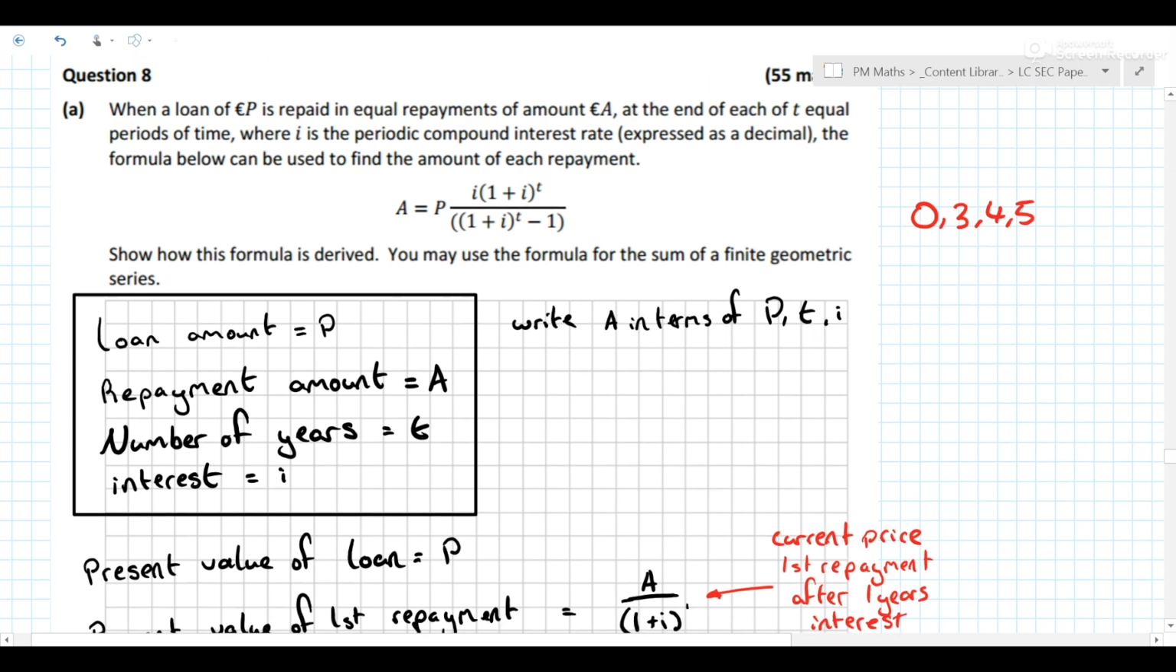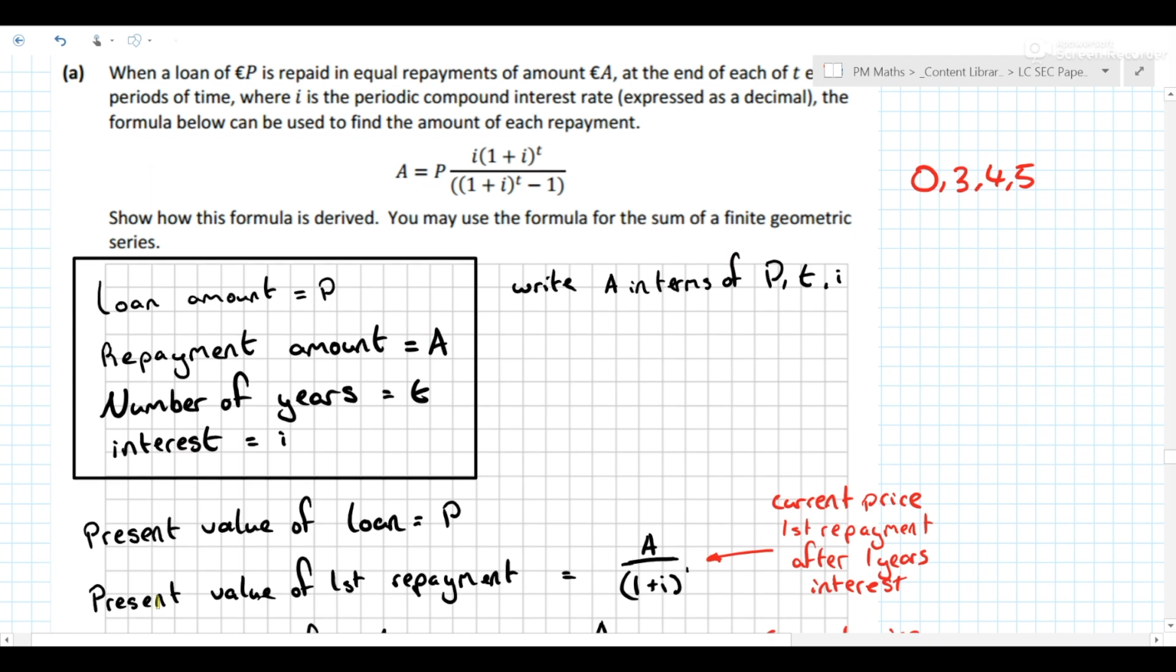Okay, so the present value of the loan is P, the present value of the first repayment. So this is sort of going backwards in time. Imagine a year after taking out the loan, you go and repay the bank a certain amount. Well, it's asking what is the present value of that amount that you're going to pay the bank back. So it's A divided by 1 plus I. So the current price of the first repayment after 1 year's interest.